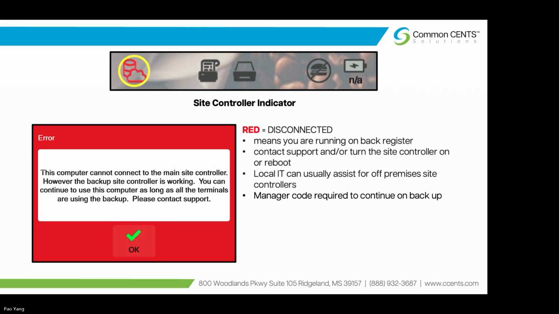If the site controller goes offline, you'll definitely see this big error that comes up. It just means that you're running on a backup. You need to contact support or turn off and turn on the site controller with a reboot. Usually, local IT can assist for off-premise site controllers. If the cashiers do get on here and you do see this error message, the only way to get it off is to enter a manager code. And so that is going to be required to continue on the backup.